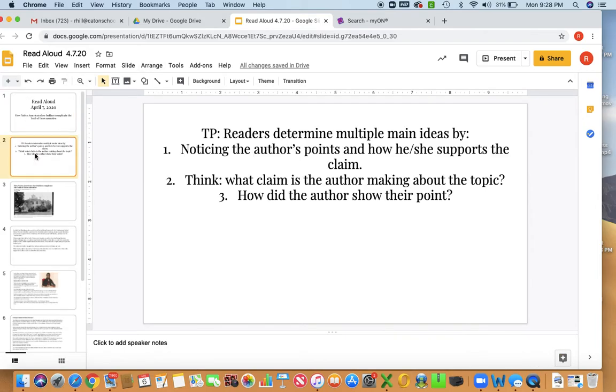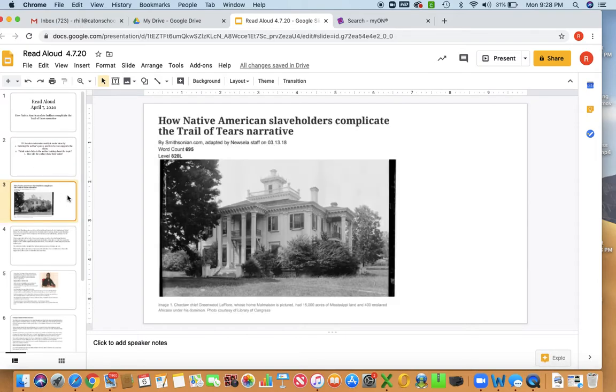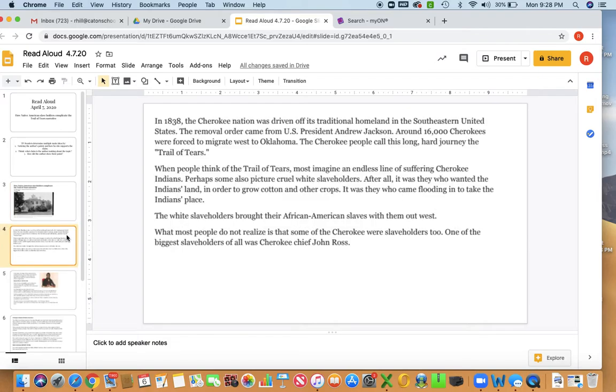Readers determine multiple main ideas by noticing the author's points and how he or she supports the claim. Think, what claim is the author making about the topic, and how did the author show their point? So today's title captures my attention a bit. The Trail of Tears narrative. Well, you guys know a lot about the Trail of Tears, and that was something serious that the Native Americans had gone through when they were forced to move west. But something here changes. So let's read and find out.